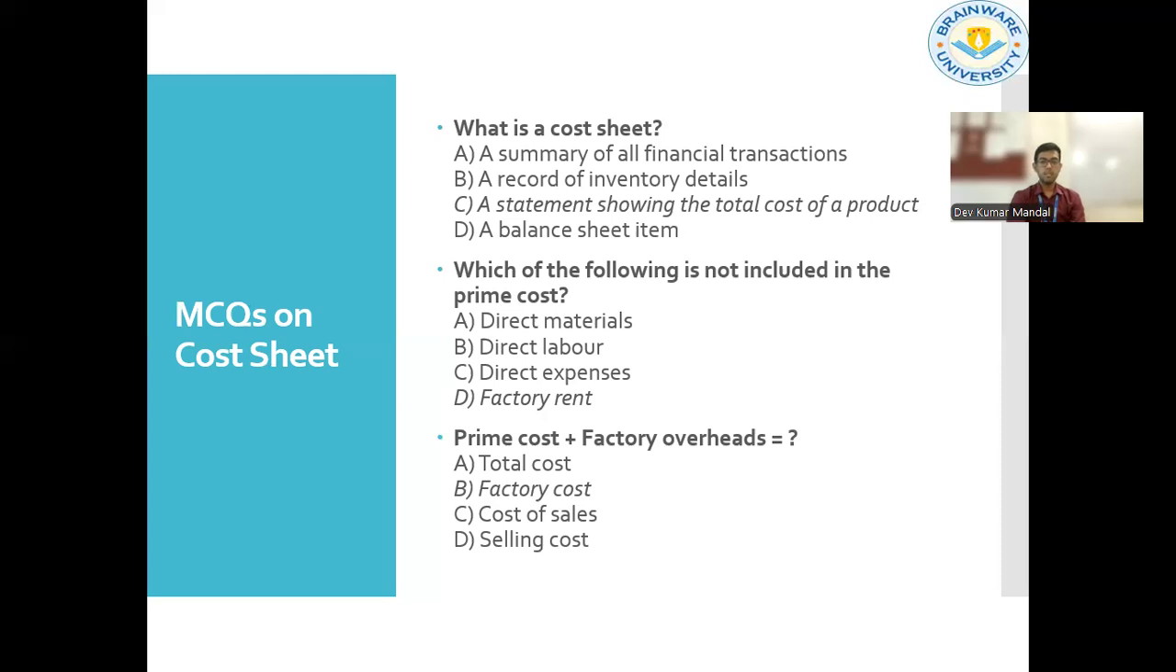Moving towards the third MCQ, prime cost plus factory overhead is equal to what? So after calculating the prime cost, we add all the factory expenses, okay? Like factory lighting, factory rent, these are all the factory overheads. So after calculating prime cost, we add the factory overhead and we get the factory cost. And factory cost is also known as works cost. Yes, very right. It is also known as works cost.